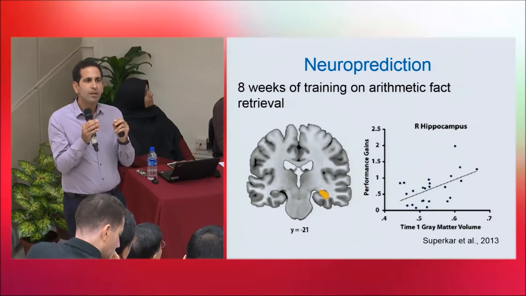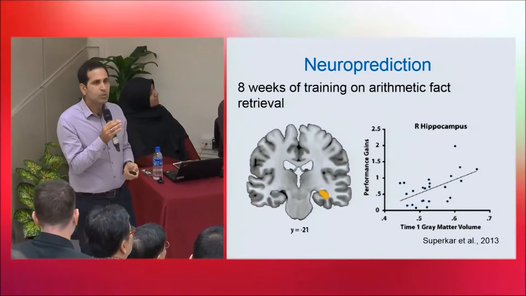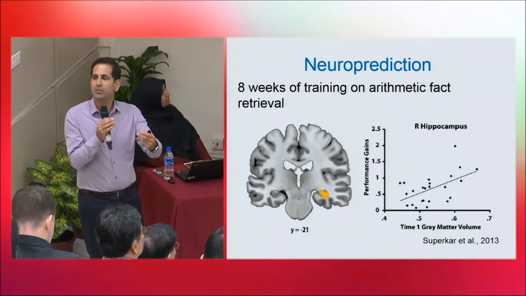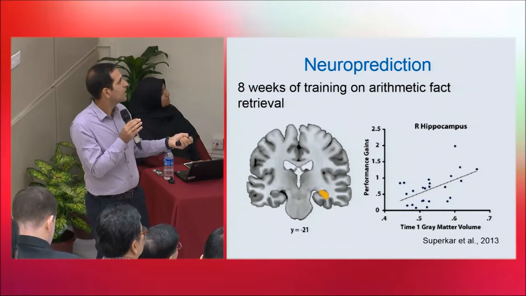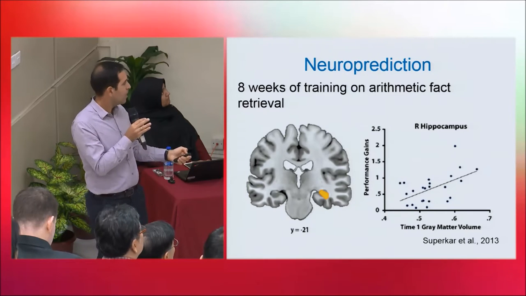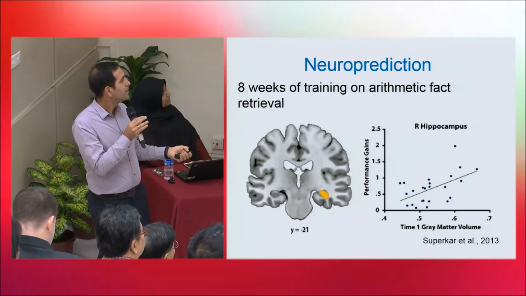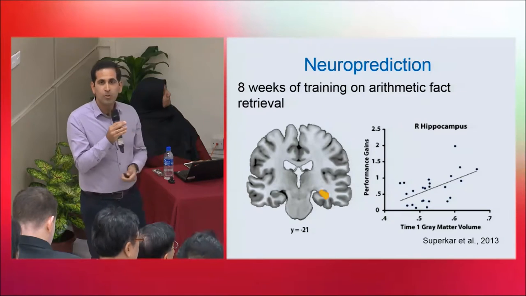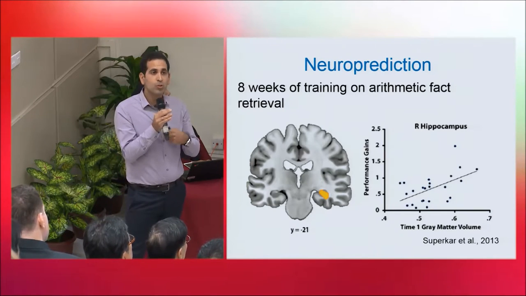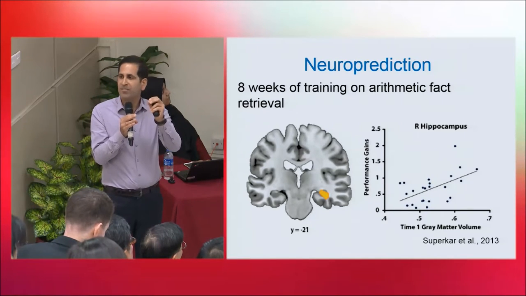So the experimenters here gave the children 8 weeks of intervention, okay? And what they wanted to see is whether there are areas in the brain that can predict the gain from the intervention. So they measured the performance gain based on how the children performed after the intervention compared to before. Higher values indicate more gain, okay? They perform better, they gain more from the intervention. And this is the gray matter volume in the hippocampus. The hippocampus is an important area related to memory and also to retrieval of information. And the performance gain here was selectively on retrieval of arithmetic facts.